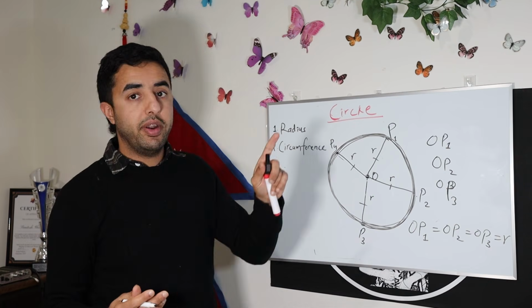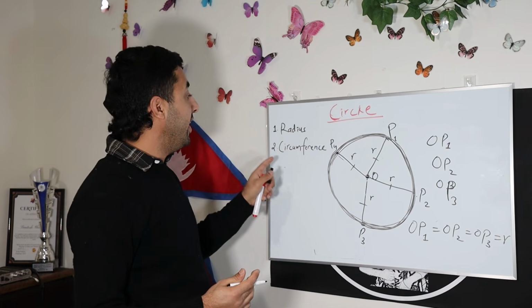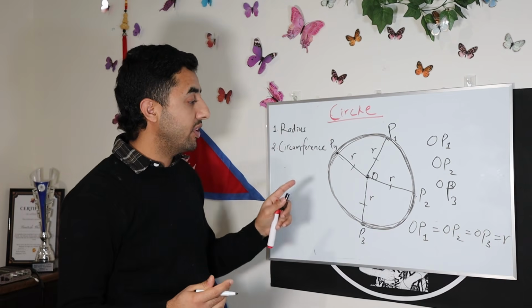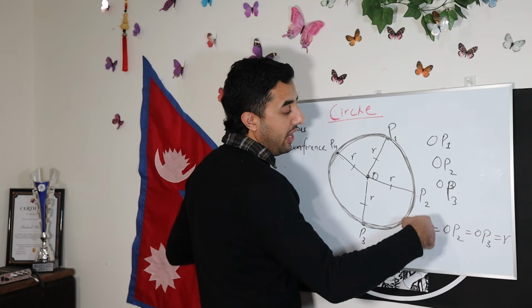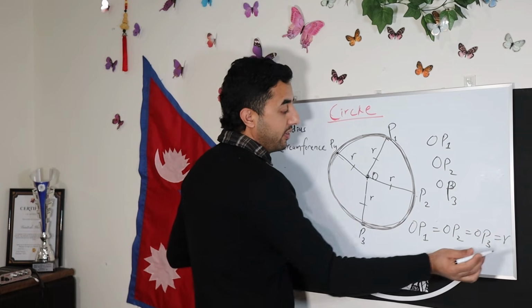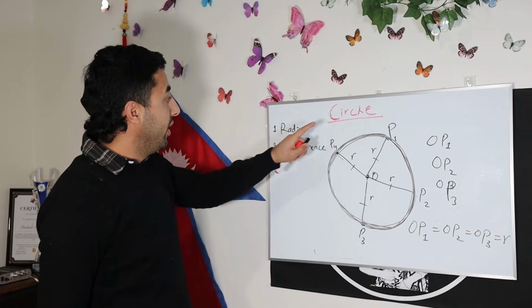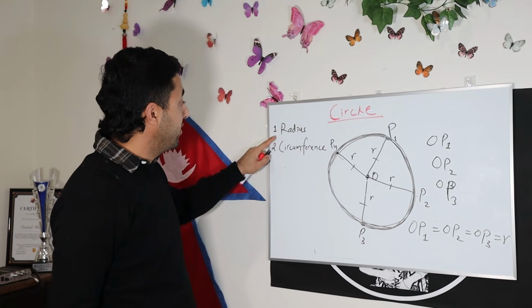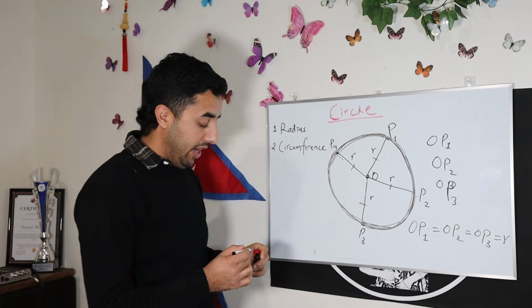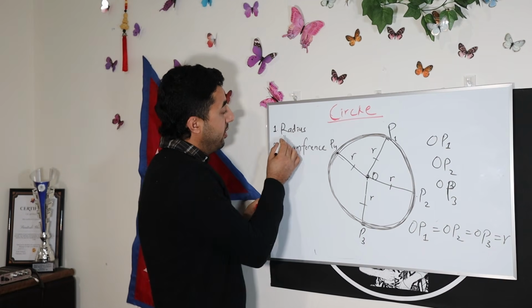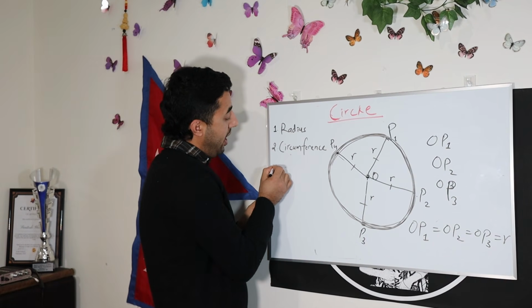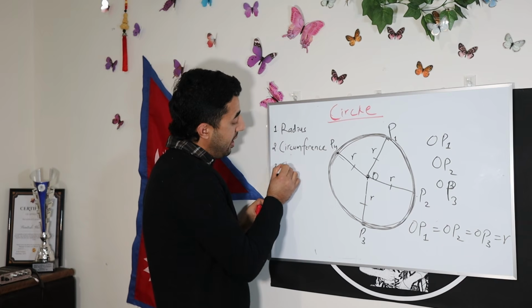And the radius of the same circle is always equal. The plural form of radius is radii. So radii are always equal. Radii of the same circle are always equal. That's why OP1, OP2, OP3, they are all equal. That's the radius. So we knew what is a circle, what is radius, and what is circumference. Let's learn more. Let's learn about the diameter.